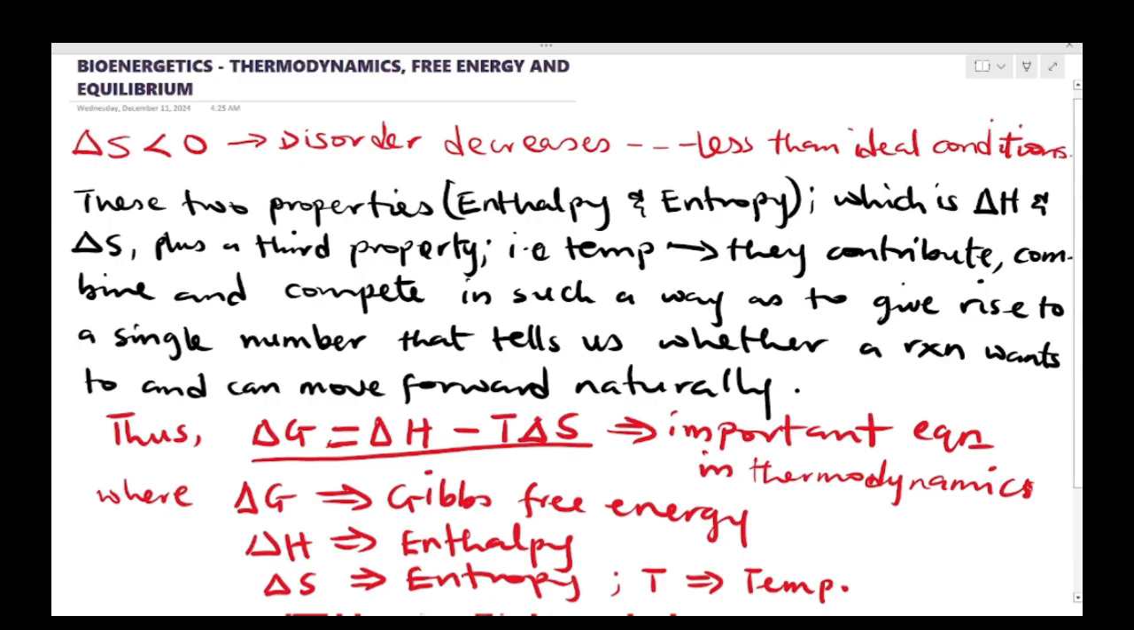So we've seen a very important relationship equation in thermodynamics. Of course, this should be at constant pressure. This equation, very important in thermodynamics, should be at constant pressure.